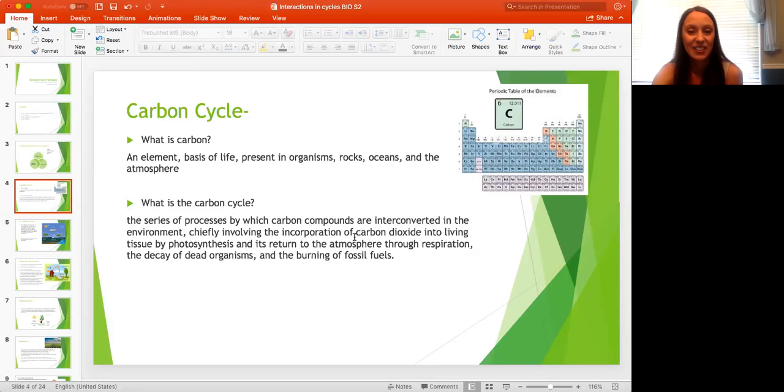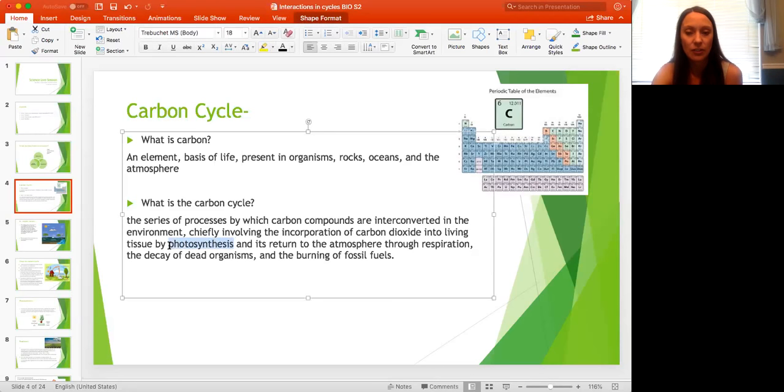So as we look at that definition, right there we see photosynthesis and respiration. Respiration and photosynthesis are two parts of the carbon cycle. What we're looking at is how carbon is changed here on Earth. They talked about the change of carbon dioxide through photosynthesis, respiration, the decay of dead animals, and the burning of fossil fuels.